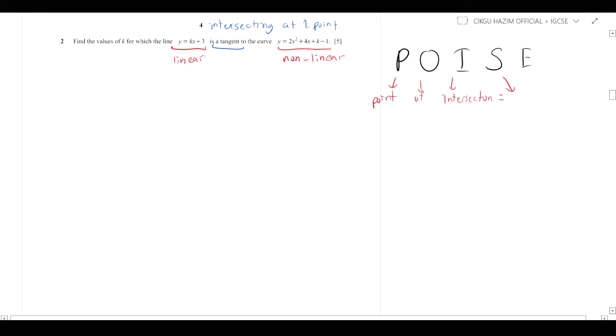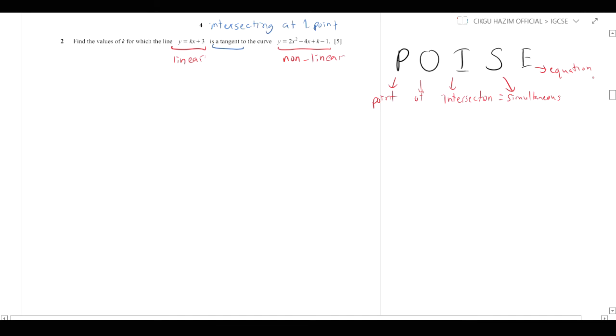SE here is simultaneous equations. Remember that, all of my students. Okay, you may not be officially my student, but for the one that actually hears this video, I really hope that I can help you guys with these tips.